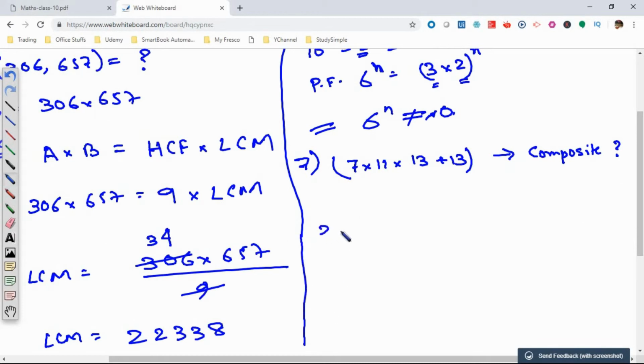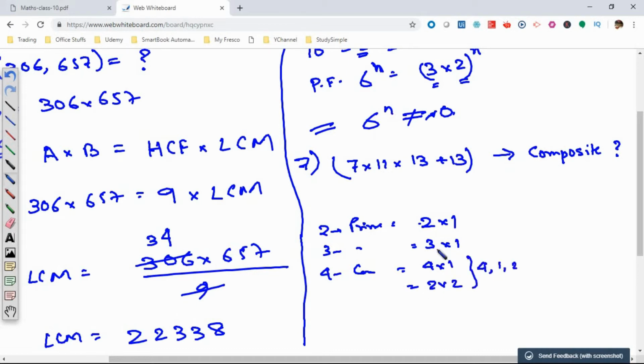See, 2 is a prime number because the factors of 2 are 2 and 1. 3 is a prime number because 3 into 1, but 4 is a composite number because 4 has 4 into 1 and 2 into 2, so it has factors 4, 1 and 2. 4 is divisible by itself, that's fine, but 4 also has the factors 2 into 2, so that's why it is a composite number.